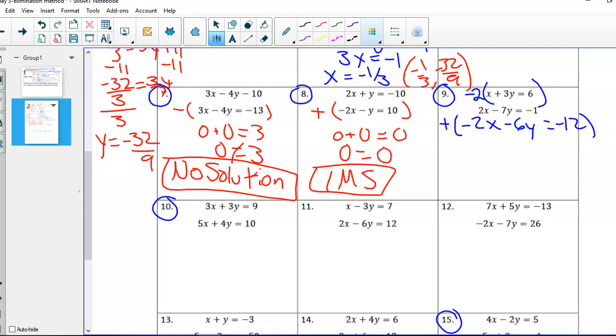So when we add our x's, we get 0. When we add our y's, negative 7 plus negative 6, which is the same as negative 7 minus 6, negative 13. Negative 1 plus negative 12, or negative 1 minus 12, negative 13. Don't really need the 0. What is y? 1.